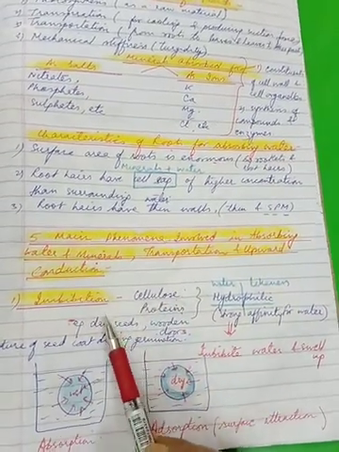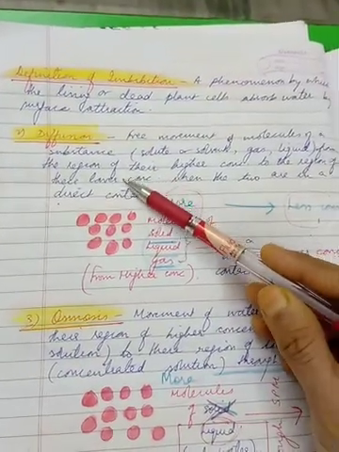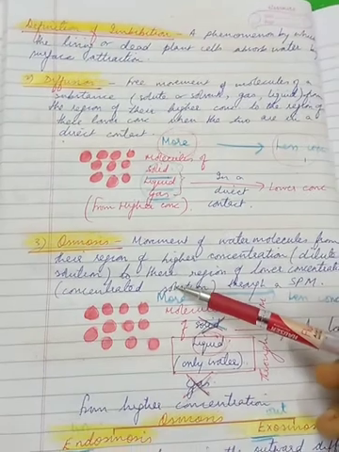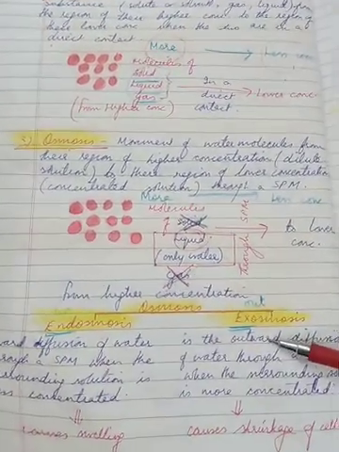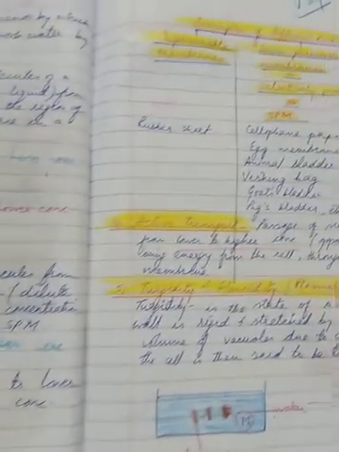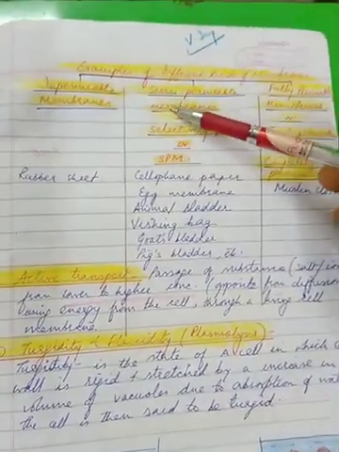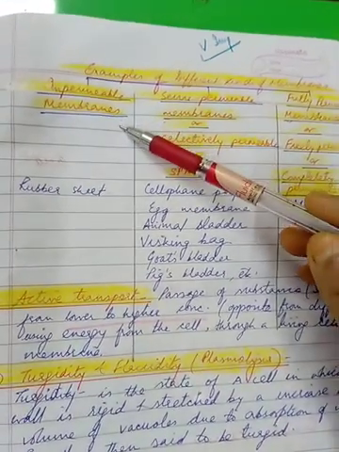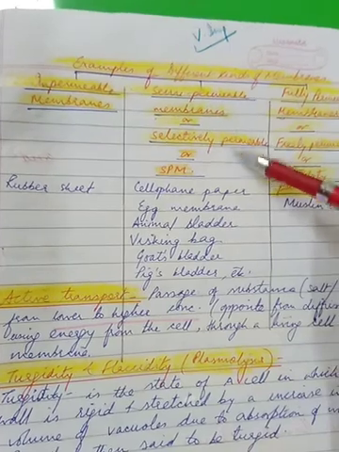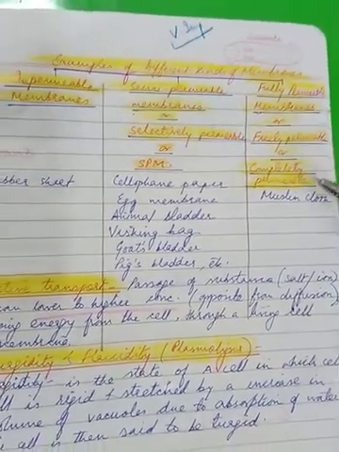For example, number 1, imbibition. The second was diffusion. Third was osmosis. We studied endosmosis and exosmosis. Then a very important table I had given you to learn it by heart, and this was the examples of different kinds of membranes, that is impermeable, selectively or semi-permeable membrane, and then freely permeable membranes.